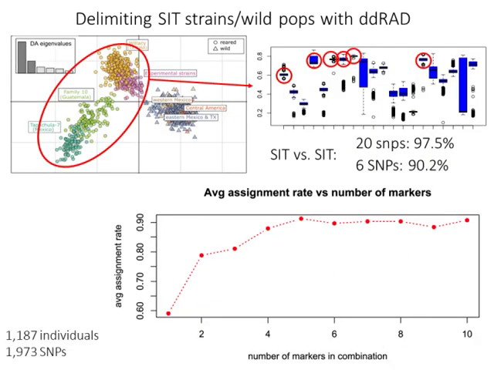So what about these other diagnostic questions? Can we delimit the SIT strains from each other? And again, we can pick those out in our population structure analysis. And if we take the top 20 SNPs, we can see we have about a 98% success rate.